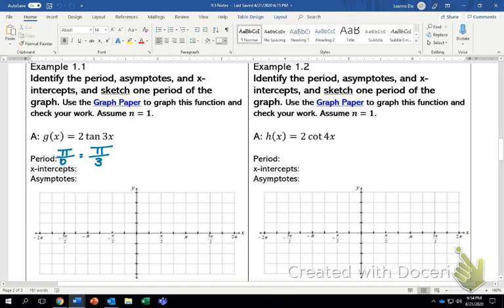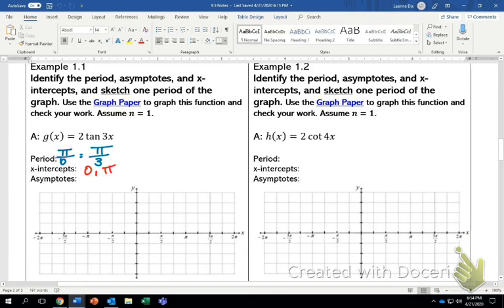All right, so then my x-intercepts, well, because it's a tangent, so this is going back and looking at our properties, because it's a tangent, I know that it should be 0 and then pi, or 0 and negative pi. But in this particular case, it says assume that n equals 1. So if you plug in positive 1, then that would be 1 pi or just pi.